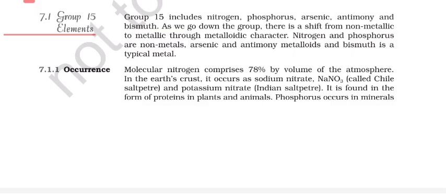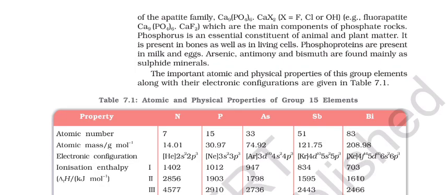Occurrence. Molecular nitrogen comprises 78% by volume of the atmosphere. In the earth's crust, it occurs as sodium nitrate, NaNO3, and potassium nitrate. It is found in the form of proteins in plants and animals. Phosphorus occurs in minerals of the apatite family, Ca9(PO4)6.CaX2, where X is equal to F, Cl or OH, which are the main components of phosphate rocks.